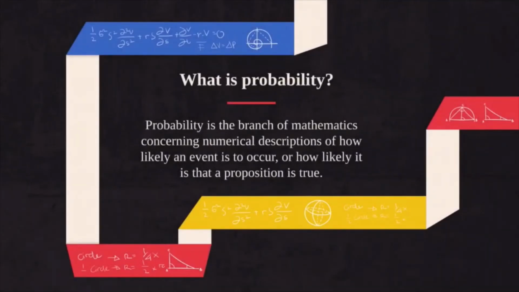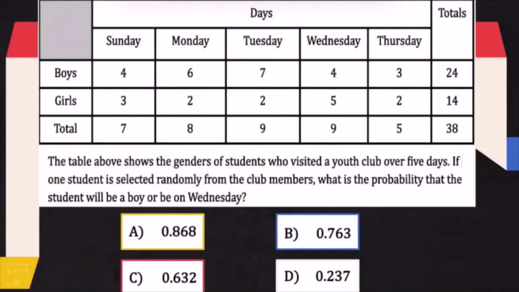Probability is the branch of mathematics concerning numerical descriptions of how likely an event is to occur, or how likely it is that a proposition is true. The table above shows the genders of students who visited a youth club over 5 days. If one student is selected randomly from the club members, what is the probability that the student will be a boy or be on Wednesday?